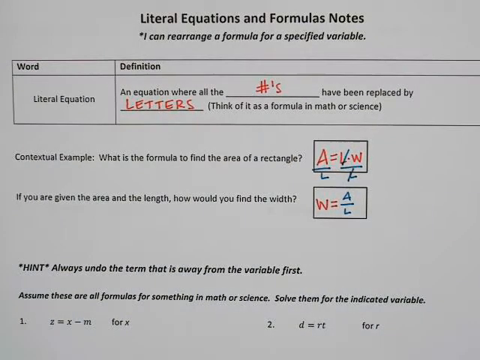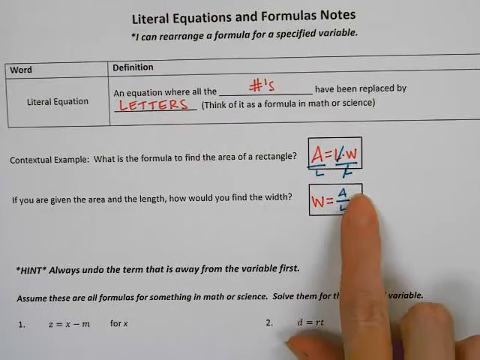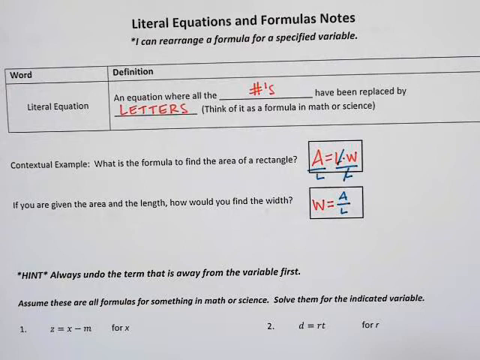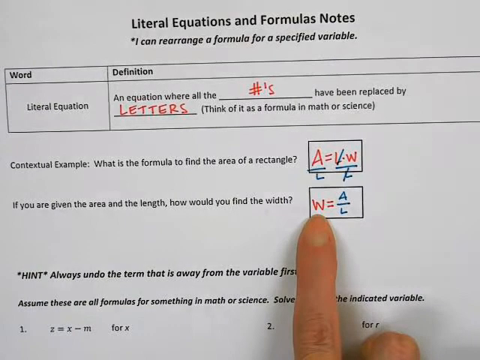Okay, so that's what we're doing. If you were to try to find the width, you would take area divided by length. So we're just rearranging formulas to get a certain letter alone.